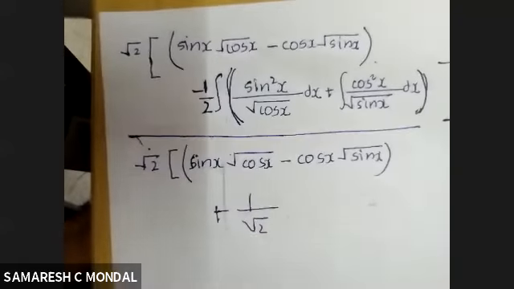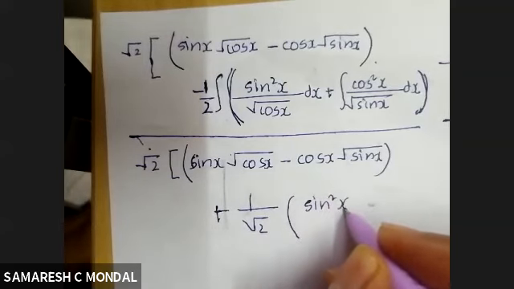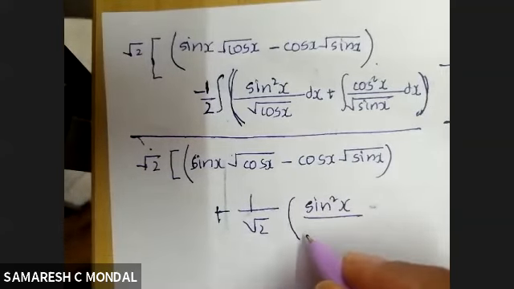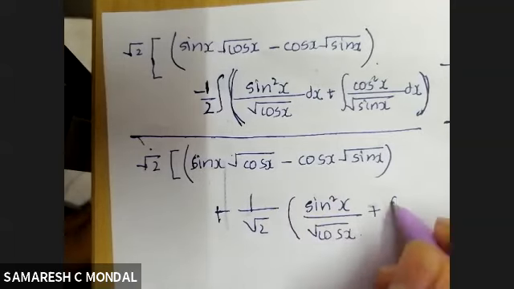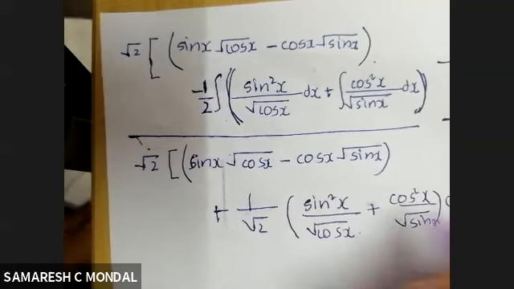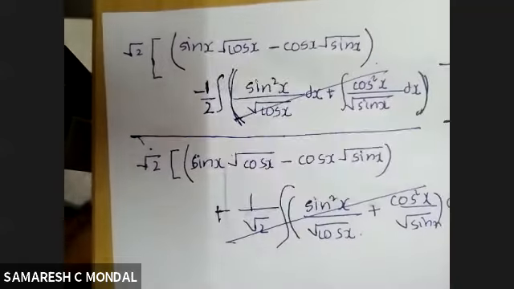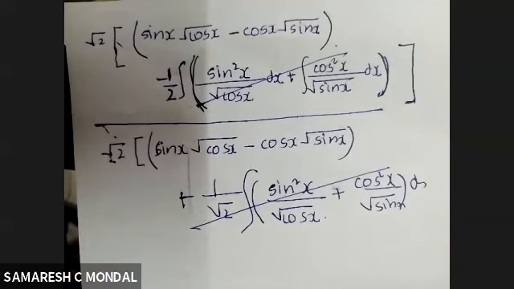Plus 1 by root 2 into sin square x by root cos x plus cos square x by root of sin x dx. Correct. So this and this will get cancelled. So these two clubs together. I hope all of you got the answer. So what? Okay, fine. Do it. Good, sir.